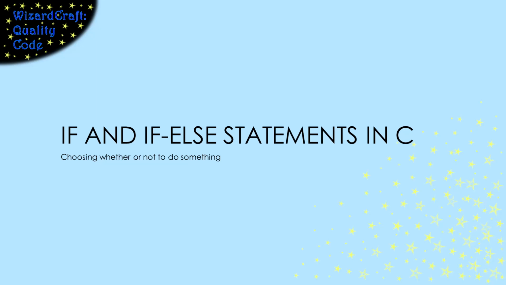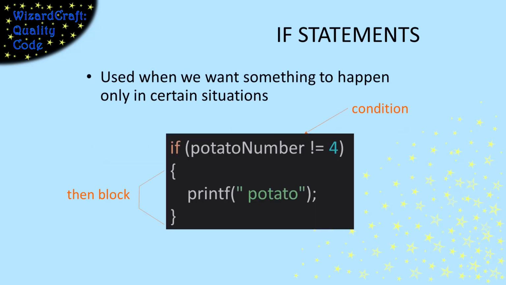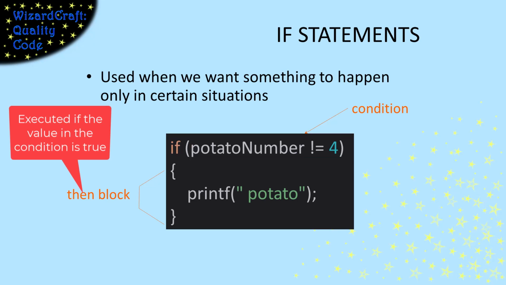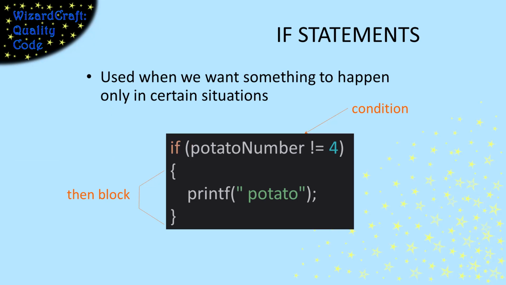If and if-else statements are used for choosing whether or not you want to do something. I'm guessing most people have seen them, but there's some interesting subtleties to point out. This shows a simple if statement. It will evaluate the condition, and if the value is true, it will do the stuff inside the then block. If the value is not true, it will skip the code in the then block.